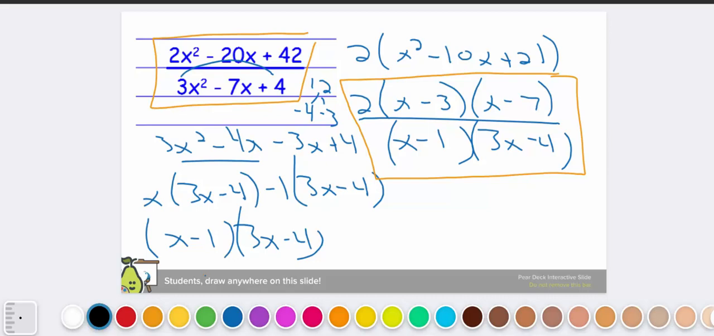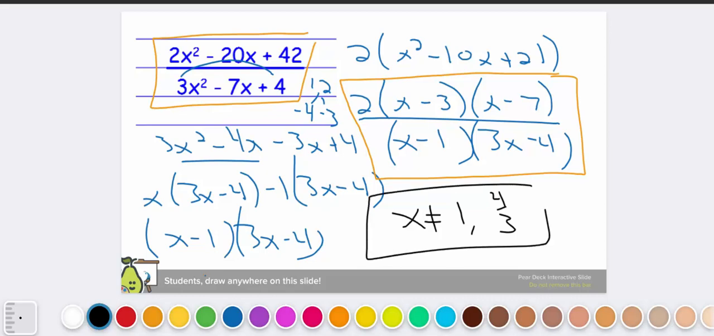Alright, either way, domain restrictions. So it wasn't a complete lost cause because I certainly can't tell the domain restrictions without factoring at least the bottom. So I got 1 and 4/3. Two separate answers. 1, the other answer 4/3. Domain restrictions, simplified version, either which way.